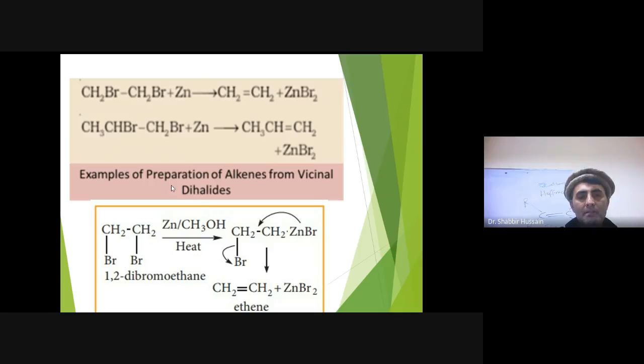Basically, preparation of alkene from vicinal dihalides, we can process this reaction if there is vicinal dihalides, right? Basically, this is 1,2-dibromo ethane, treated with zinc dust in the presence of methanol as a solvent, and when it is heated, initially this zinc attaches with this bromine, right? Then it will convert into ethene and zinc bromide obtained as a byproduct. The main product is ethene. So vicinal dihalides are the source for preparation of alkene, right?